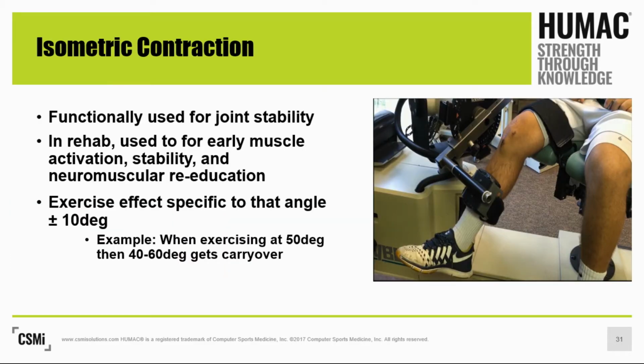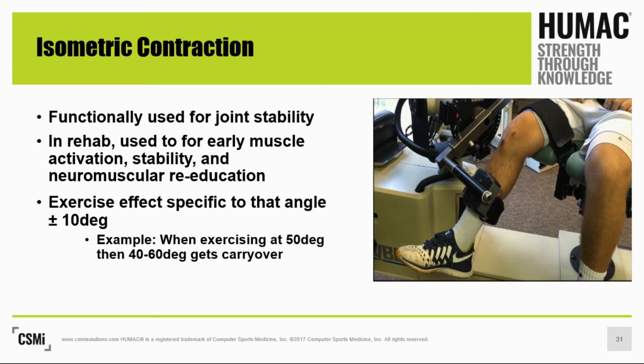Functionally, we use isometric contractions for joint stability. In rehab, we use it for early muscle contraction to help reduce atrophy and improve neuromuscular firing. Because there's no movement occurring, there's little stress on the joint, ligaments, and minimal stress to the muscle and tendon.